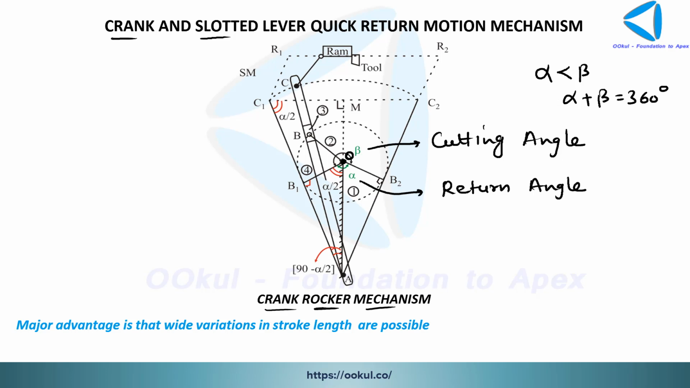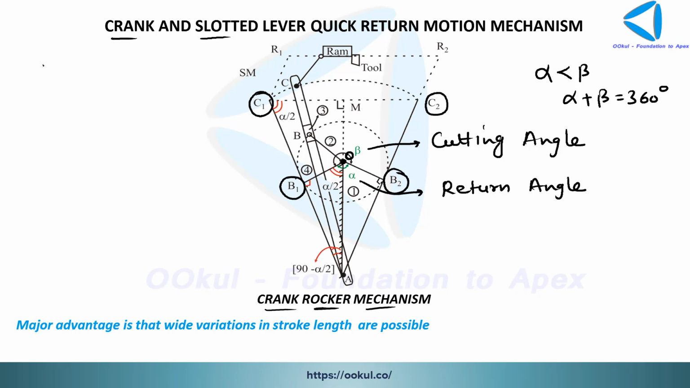In this there is a slotted bar. When this point B is on B1, this point C will be at C1, and when this point B is at B2, this point C will be at C2. So you can say that the stroke length will be equal to R1 R2, or you can also say it is equal to C1 C2. And also in this case the quick return ratio remains the same, that is beta by alpha, which is always greater than 1.